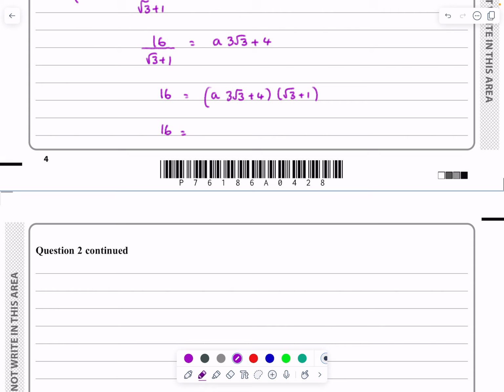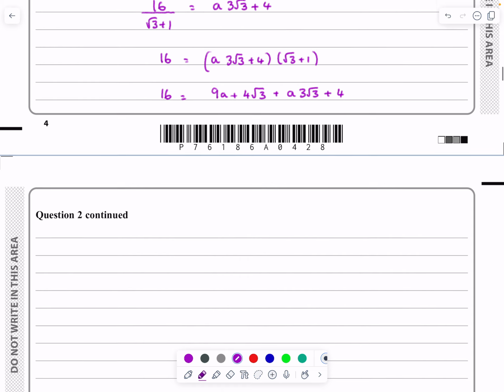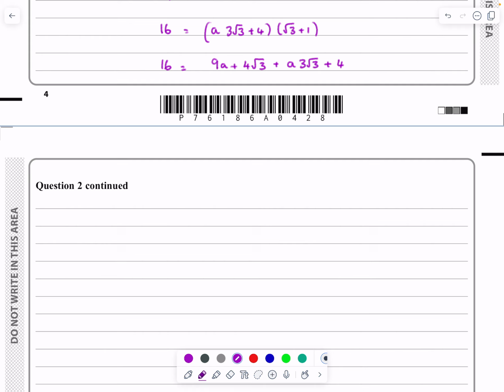16 is equal to, multiply out these two brackets, so you can take your time over doing this. But a 3 root 3 all times root 3 and a 3 root 3 times 1 and then 4 times root 3, you know how to multiply out two brackets. I'll tell you what I got it to be. 9a for the first part, 4 root 3 and then a 3 root 3 and then plus 4. I know you'd say 3a root 3, but just try and keep it all as simple as possible.